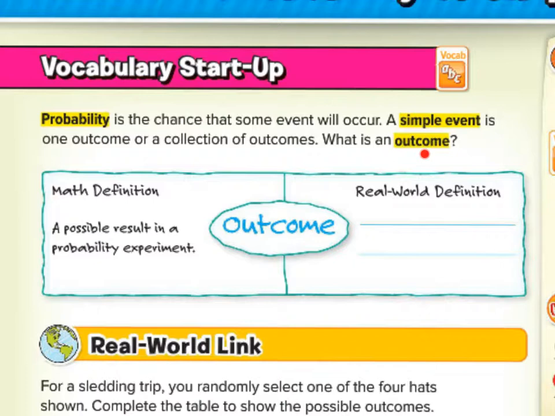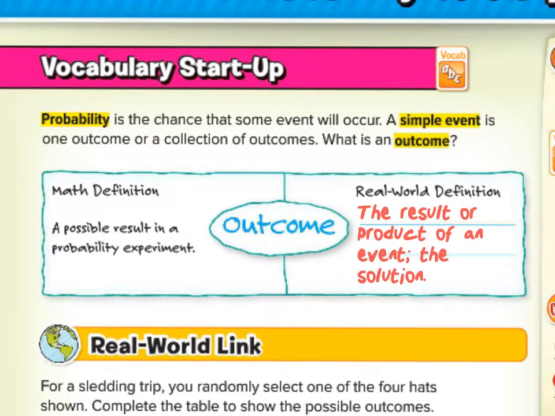What is an outcome? Well, the math definition for the word outcome is a possible result in a probability experiment. Okay, so it's a possible result. A real world definition of an outcome, we could say, is the result or product of an event, the solution. So this is how we understand the word outcome. It's often the solution or the result of an event.